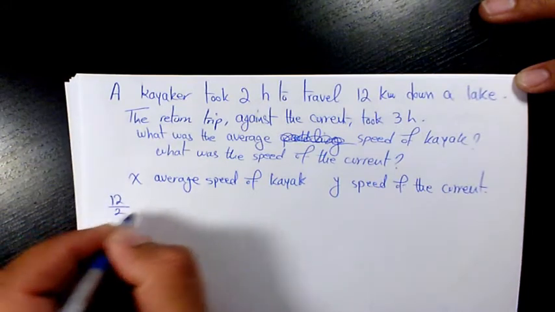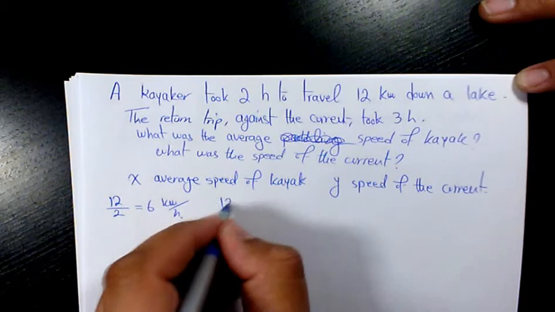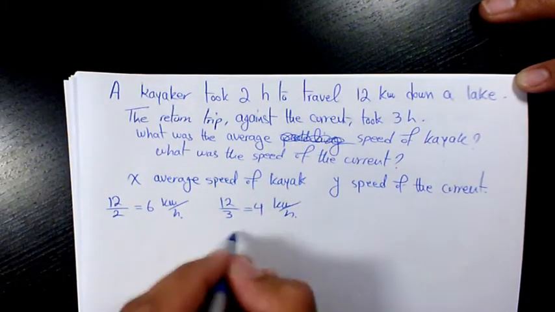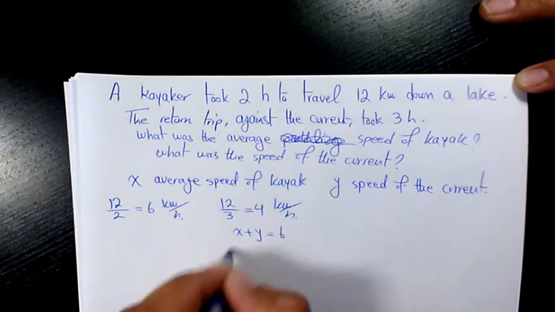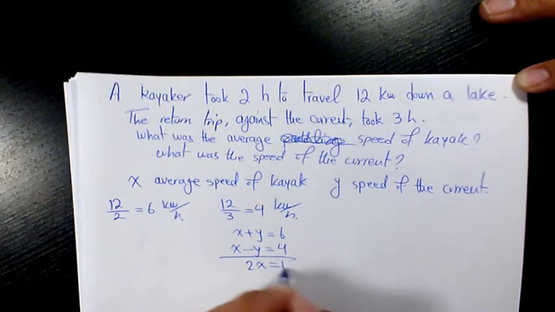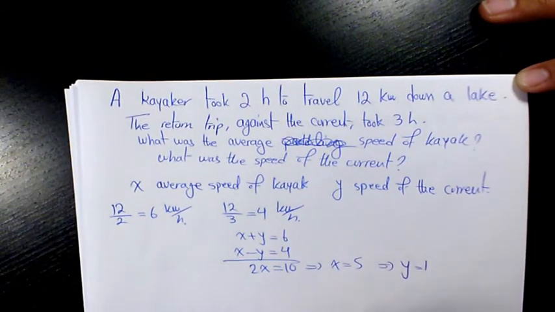12 divided by 2 is 6 kilometers per hour for the first trip. 12 divided by 3 is going to be 4 kilometers per hour for the return one. So x plus y is 6, x minus y is 4. When you add them, it's going to be 2x equals 10. So x will be 5, then y is 1.